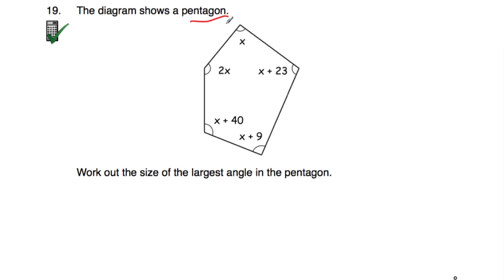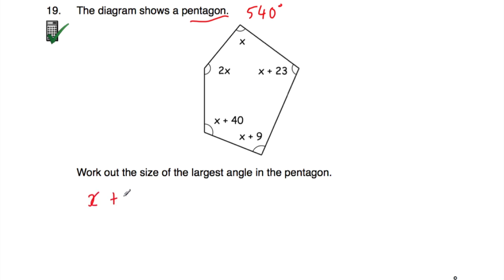So because it's a pentagon, the angles on a pentagon will add up together to be 540 degrees. So let's add up the algebraic expressions for each of the angles and then put that equal to 540 degrees, and that'll give us an equation, and then we can solve that to find the size of x. And then once we find the size of x, we can work out the size of each angle. So let's do that. So let's add up together the expressions for each of the angles.